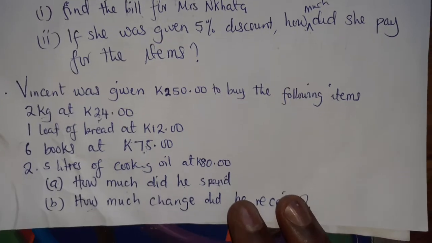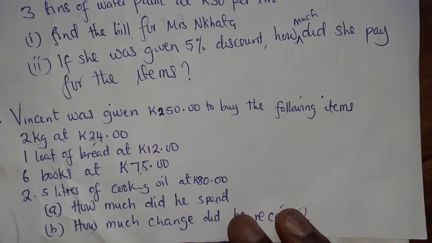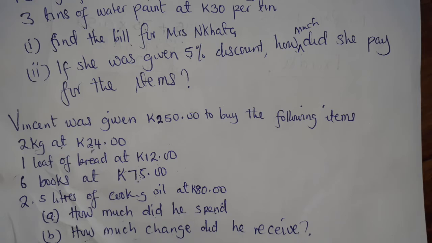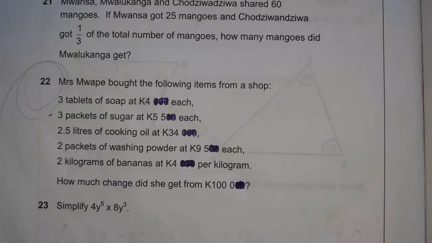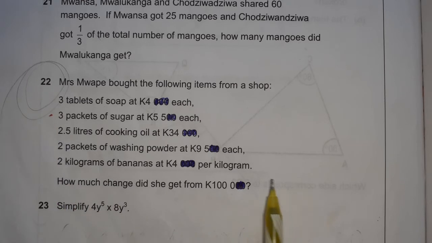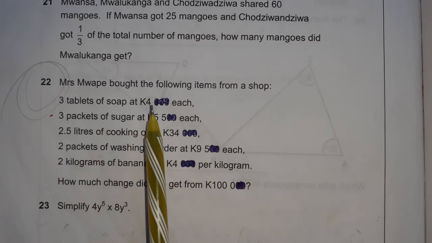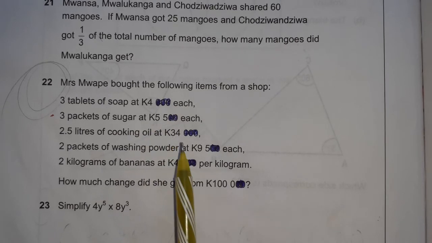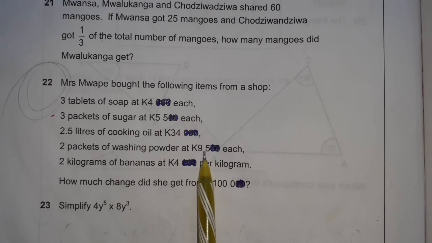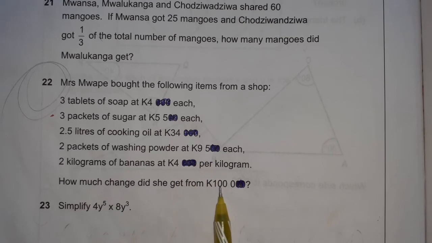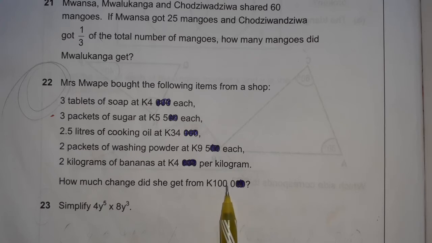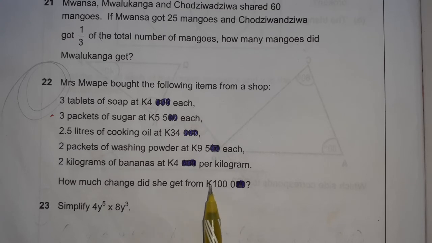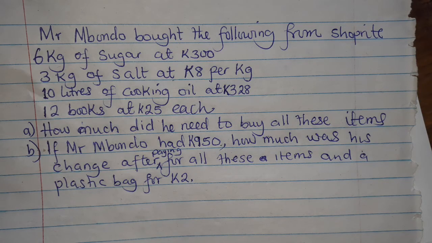All right. So let me give you 2 or 3 questions for the exercise as usual. Okay, so this is our first question here. Question 22, the whole lot of it. Okay, so here you have 4 kwacha, 55 kwacha, 34 kwacha, 95 kwacha here. And here you have 4 kwacha. Then this is 1,000. This is 1,000. We have another one here.